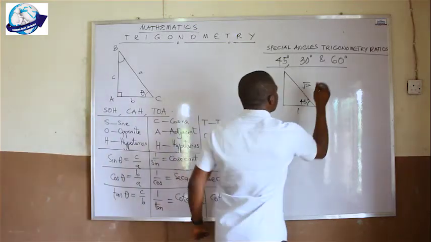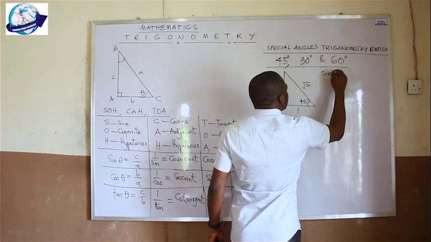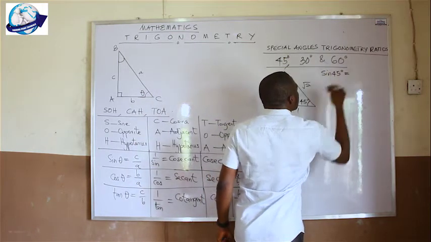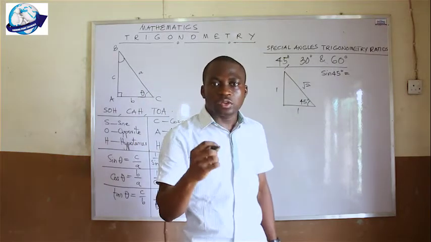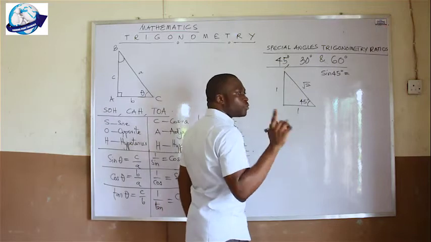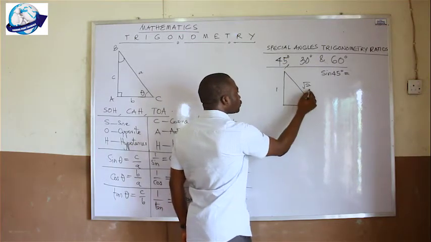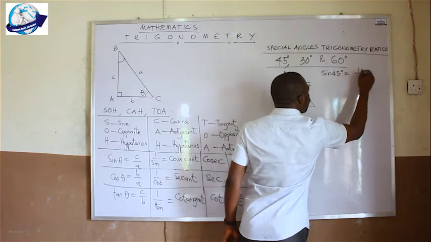That means from here, I can say sine 45. I can get something for sine 45 degrees. Sine 45 degrees what? Don't forget that sine is opposite over what? Hypotenuse. Where is the opposite? Anywhere the angle faces. So opposite 45 degrees facing this side, this is the opposite. Hypotenuse is this. So that means sine 45 is 1 over root 2.